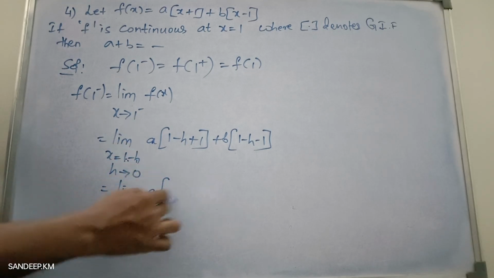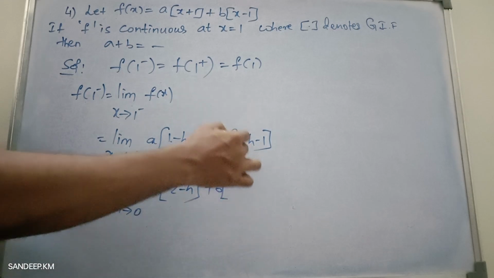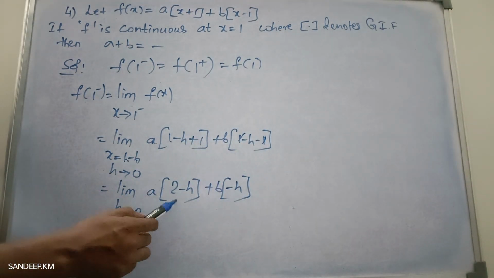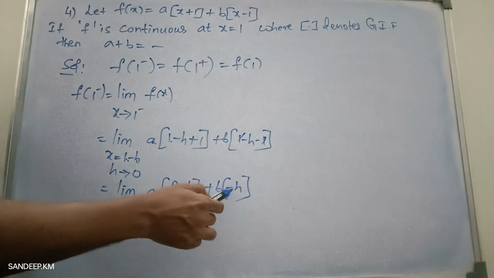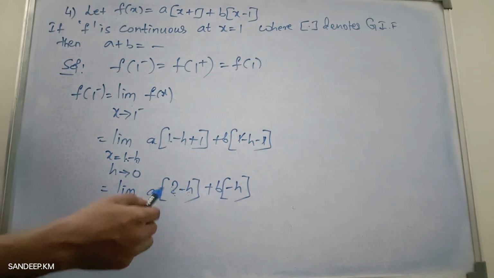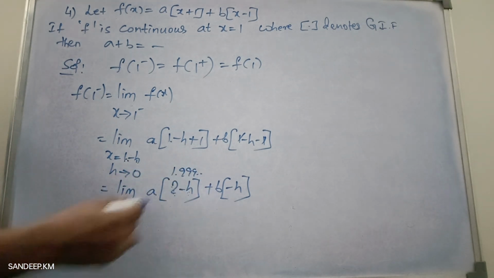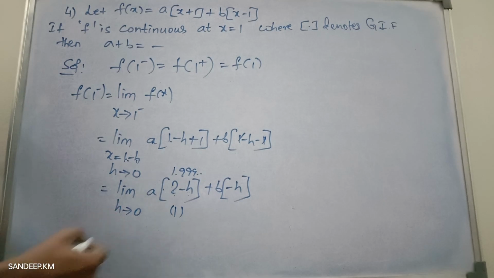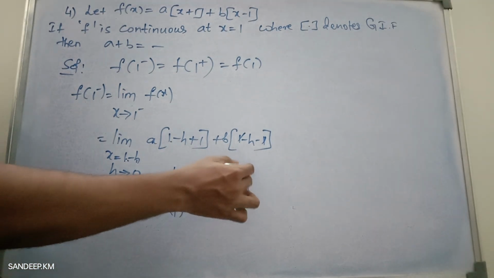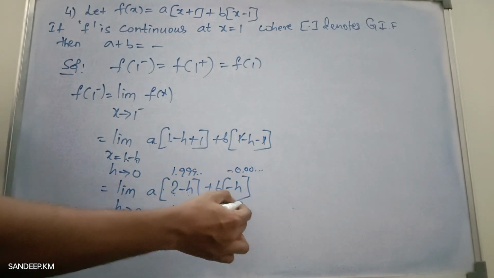A into step of 1 plus 1 is 2 minus h, plus b into step of plus 1 and minus 1 gets cancelled, you will get minus h. Now let us try to find the values of step of 2 minus h and step of minus h. 2 minus h means 2 minus 0.0000 something, which is 1.999 something, and step of 1.999 something is 1, and this is what minus h means, minus 0.0000 something. Step of minus 0.000 something is minus 1.